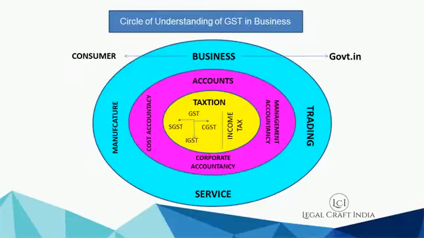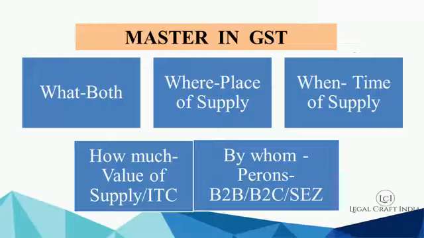Three processes of business: manufacturing, trading and service. Three branches of accountancy: cost accountancy, management accountancy and corporate accountancy. Two types of taxes: direct tax and indirect tax. Direct tax involves income tax and indirect tax involves GST. IGST, SGST and CGST. Master in GST using WH questions.